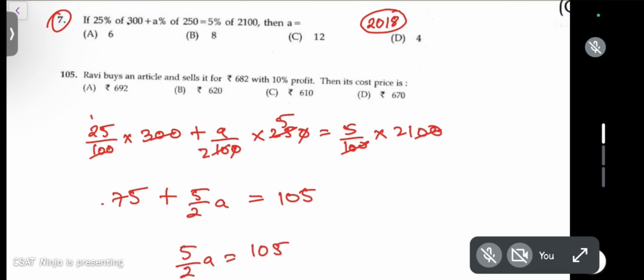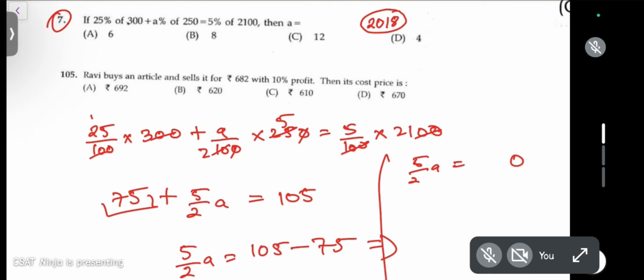If I transfer this plus 75 to the other side, minus 75, which is equal to 5 by 2a is nothing but, if I subtract, I'll get 5 minus 5 is 0, and 10 minus 7 is 3. And if I transfer this 2 to the other side, it will be 30 into 2. And if I transfer this 5 to the other side, 5 6s are 30. That means a is nothing but 6 into 2, 12. So the answer here is 12.